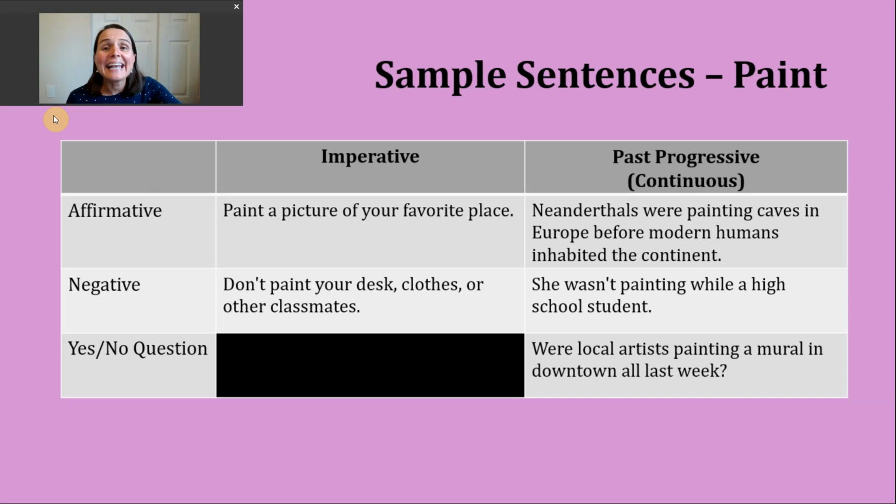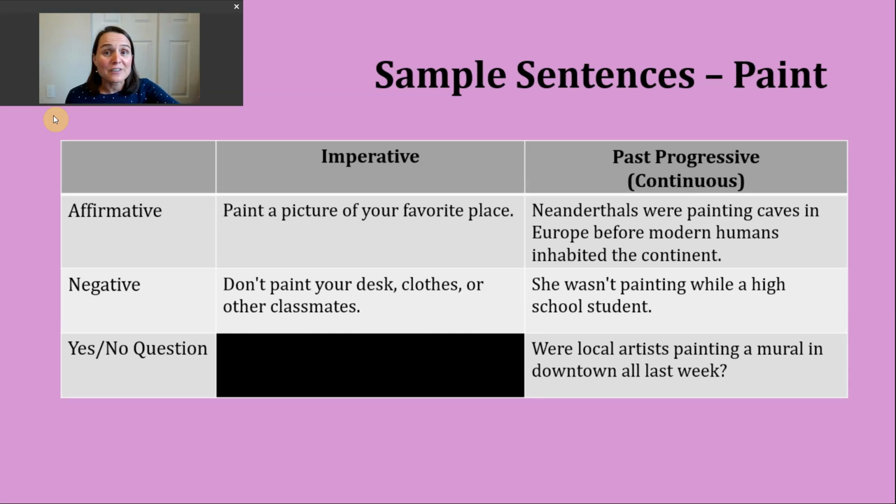Now, if you want to make a negative past progressive sentence, just insert not between the be verb and the ing form. An example of this: She wasn't painting while a high school student, so this was not an ongoing activity.